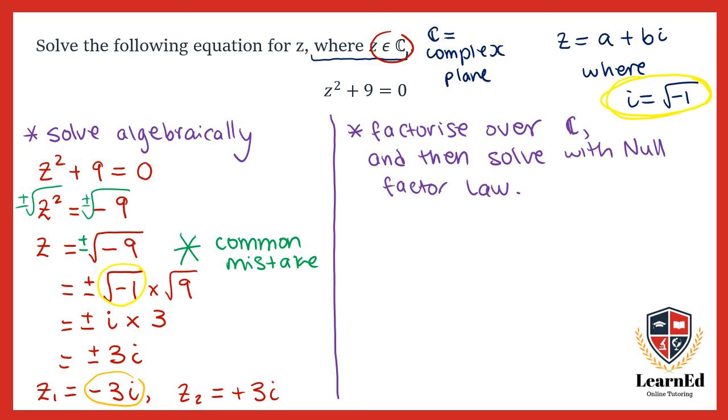Now the second method is first by factorizing over C, and then we're going to solve with the null factor law. So you should be familiar with factorizing quadratics from previous topics. So we'll start by writing this out again.